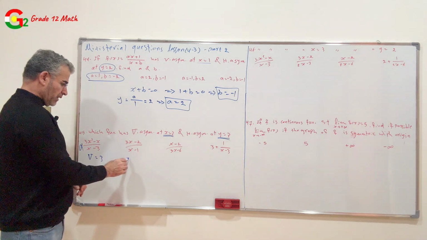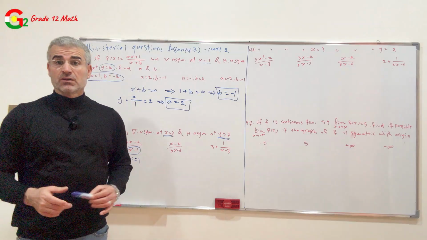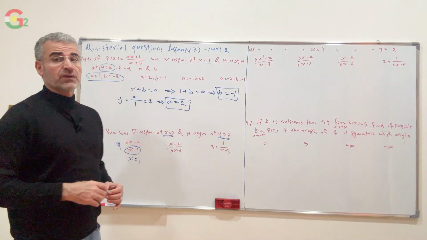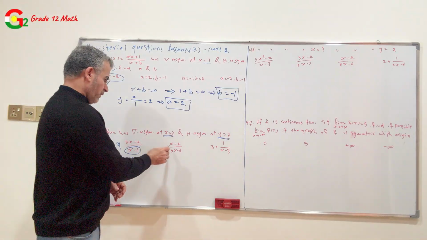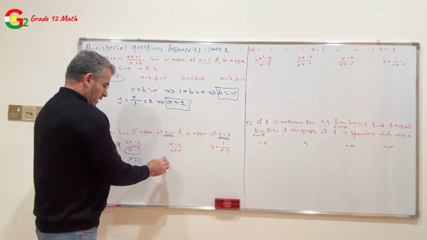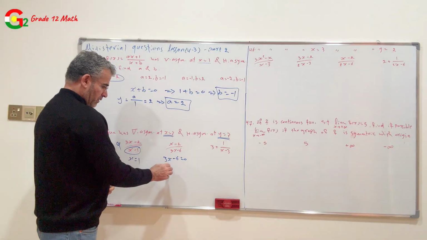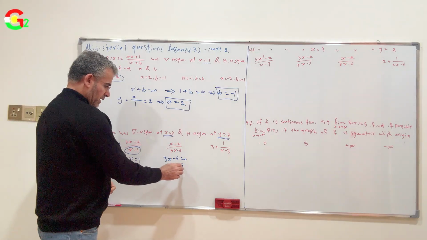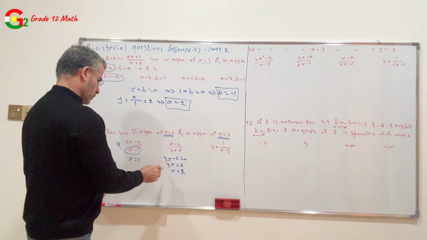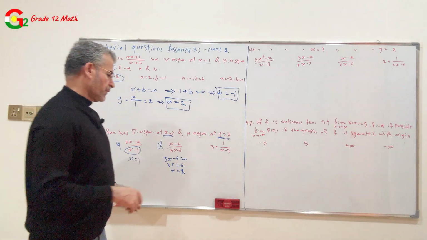For this function, the vertical asymptote is x equal 1. If we set x minus 1 equals 0, then x equal 1 is the vertical asymptote, not x equal 3. Therefore, this choice also is wrong. For this function, the vertical asymptote: setting 3x minus 6 equals 0, then 3x equals 6, then x equals 6 over 3 equals 2, not 3. Therefore, this choice is also wrong.